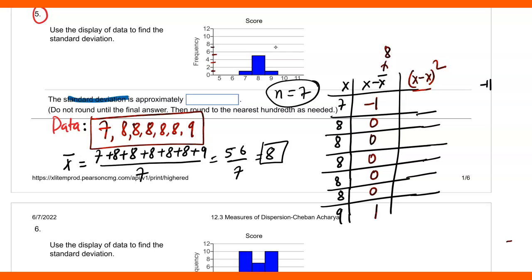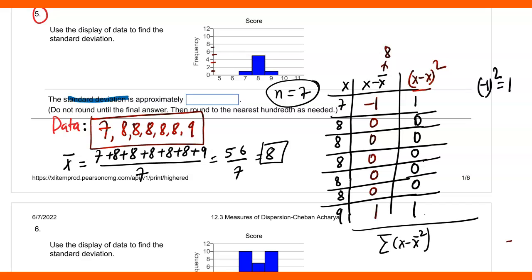-1 squared is just 1. Therefore, what I'm going to have here is 1, sorry, 1, 0, 0, 0, 0, 0, 1, because the square of this deviation is going to be this. And finally, you add the sum of all the squares of the deviation, which is going to be what? Just 2, right? You add all these squares here. Remember, this symbol is sum. Therefore, adding all this is going to be 2.